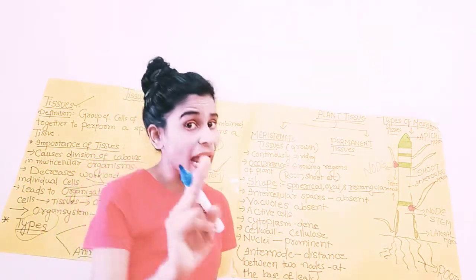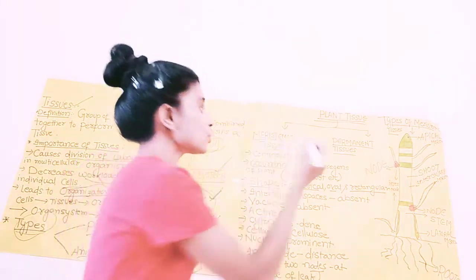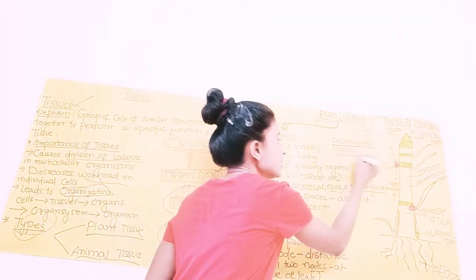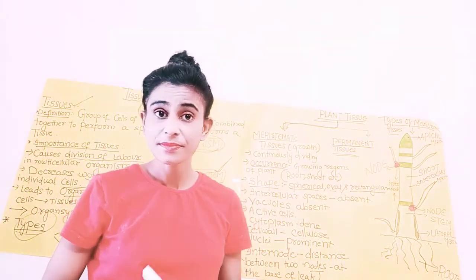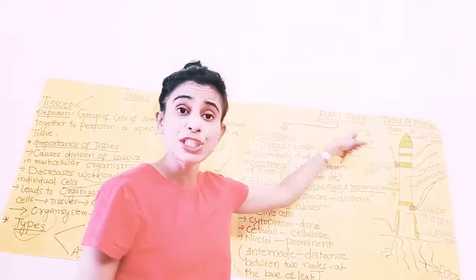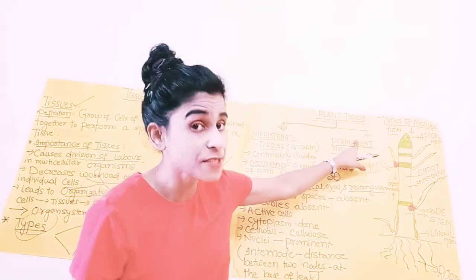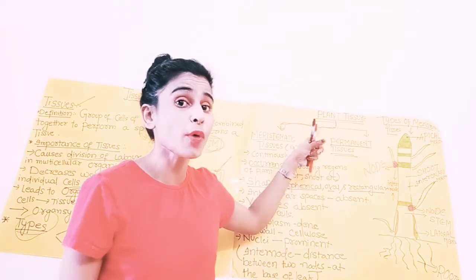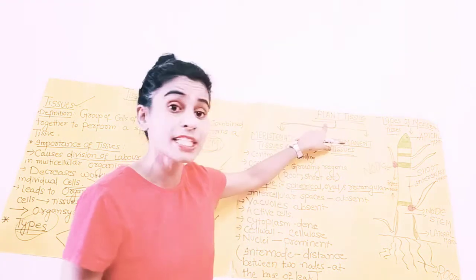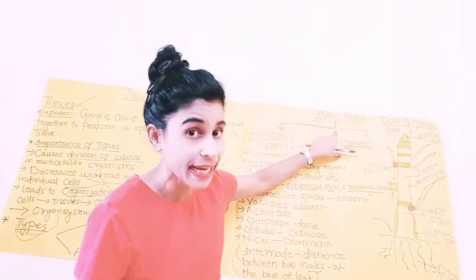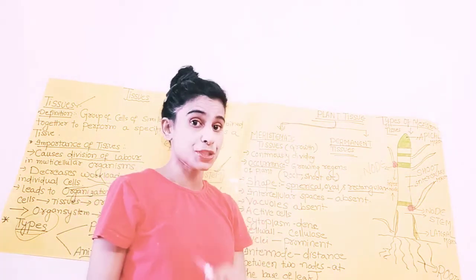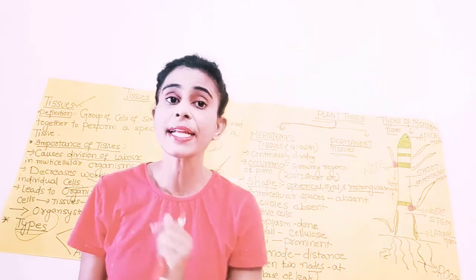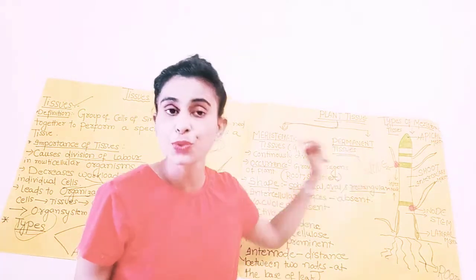Plant tissues are further divided into two types: meristematic tissues and permanent tissues. How many types of tissues? Two types, plant tissues and animal tissue, and here we are going to discuss only plant tissue. How many types of plant tissue again? Two types: meristematic tissue and permanent tissue.